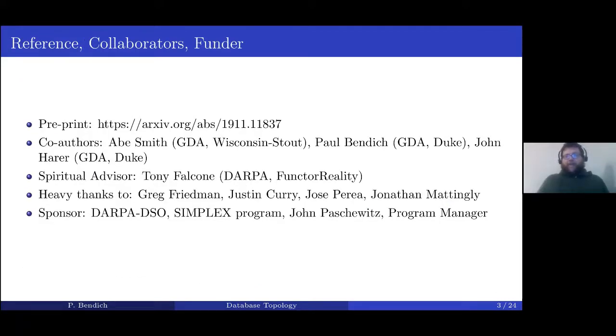The preprint is up on the arXiv. Actually, I should say the paper has since been published, so this is in Transactions of the AMS. You can see I've adapted these slides, but the preprint is also up on the arXiv, and I think that's actually the version we published minus some decorations. It's with Abe, from Geometric Data Analytics and a Wisconsin Scout faculty member, me and John Hare.